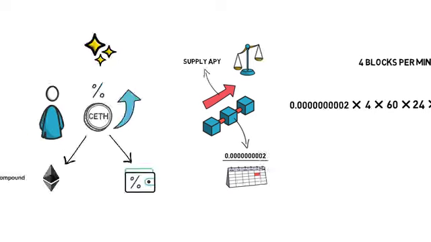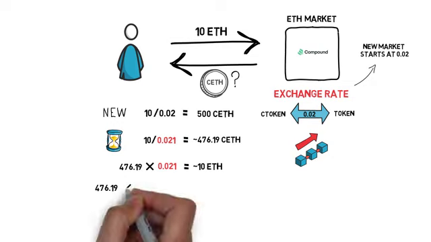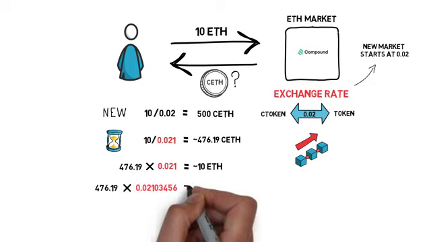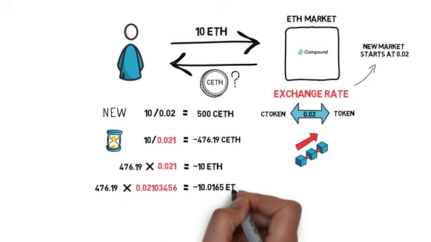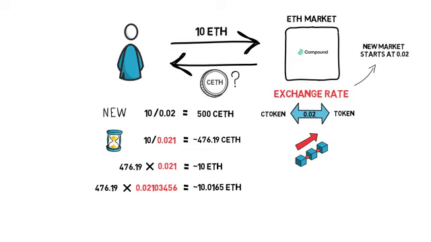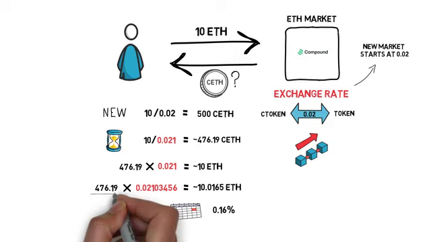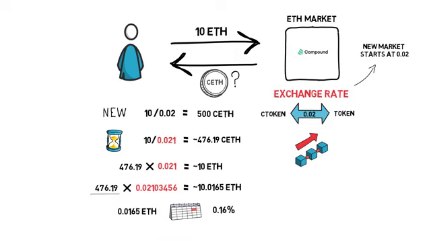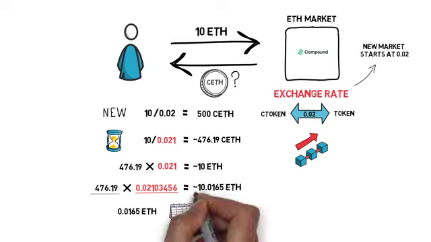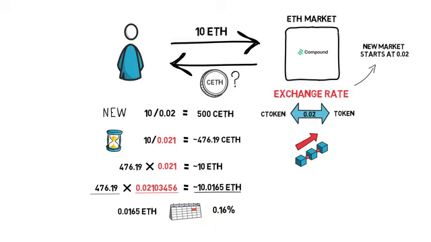If the user decides to redeem their ETH, they would receive around 10.0165 ETH, so the user just made 0.0165 ETH in a month, which is around 0.16% return on their ETH. It's worth noting that the original amount of CETH that the user received hasn't changed at all, and only the change in the exchange rate allowed the user to redeem more ETH than was initially deposited.